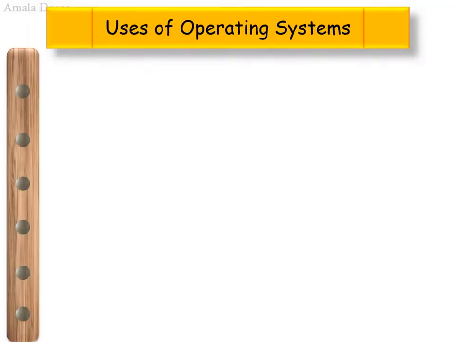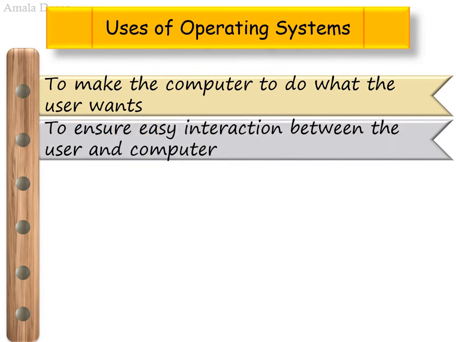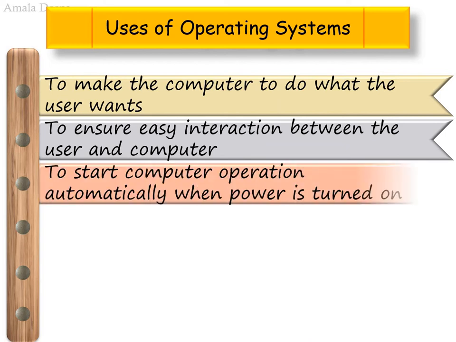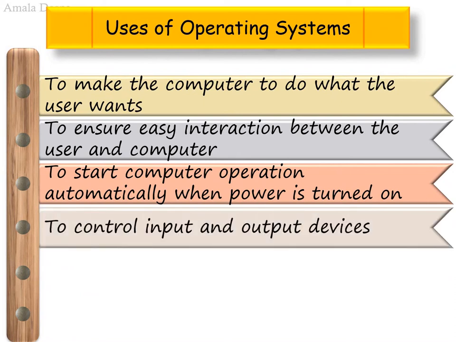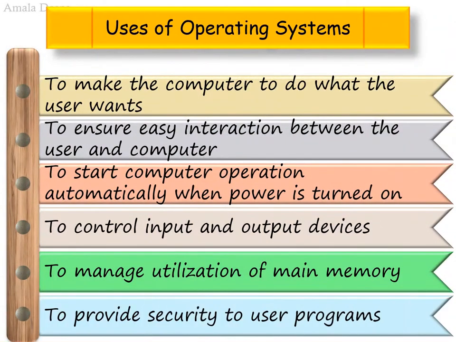Uses of operating systems: to make the computer do what the user wants, to ensure easy interaction between the user and computer, to start computer operation automatically when power is turned on, to control input and output devices, to manage utilization of main memory, to provide security to user programs.